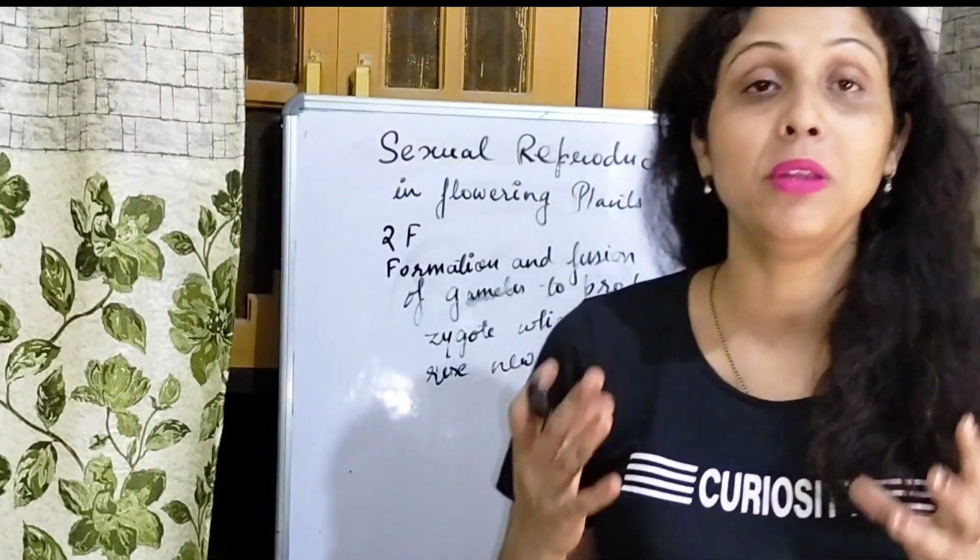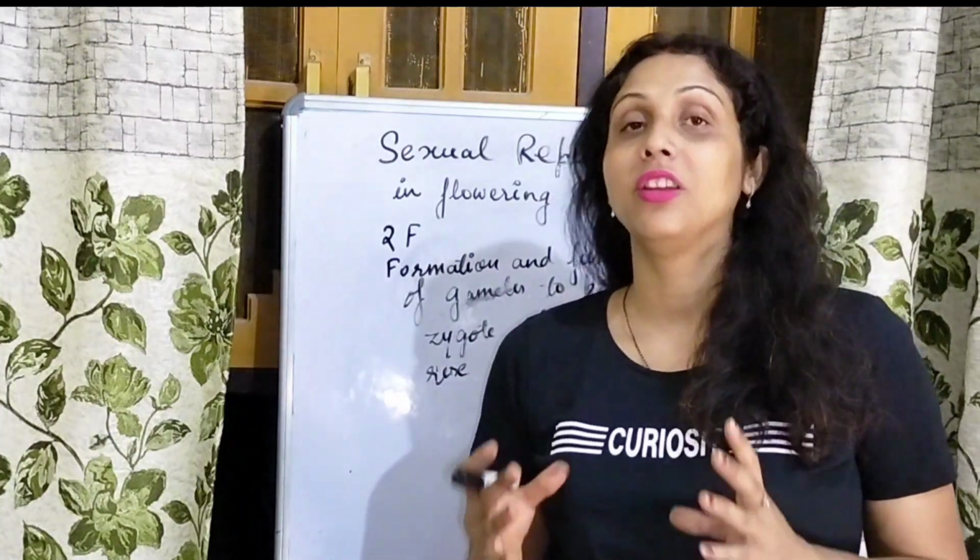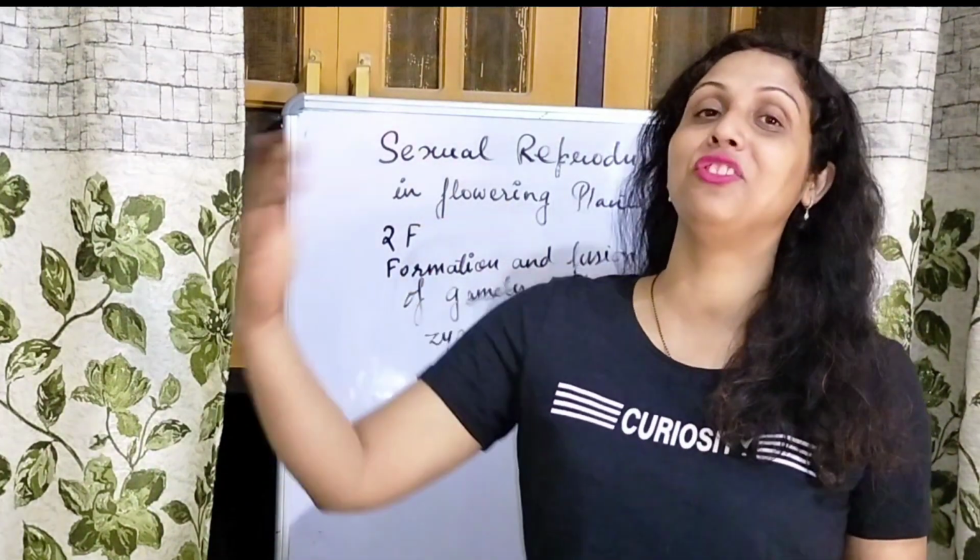It means there is formation of gametes, and when these two gametes are produced, both are fused together, and after fusion they produce a zygote and the zygote is converted into a new individual. It means it develops into a new plant. But how this process goes on is not a very simple process that I can explain in simple words. This is very complicated and we will go step by step.